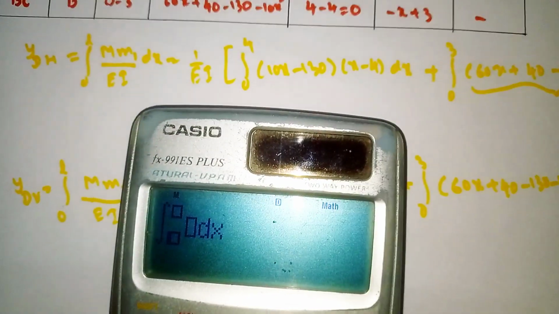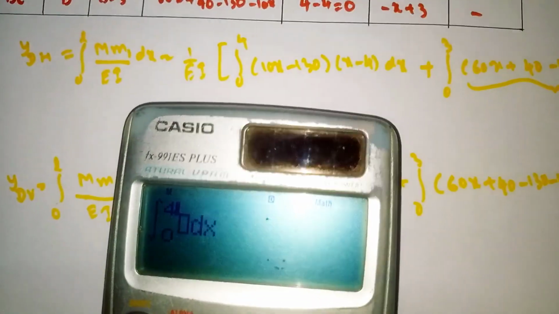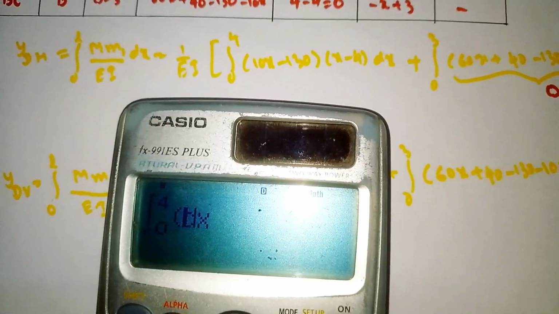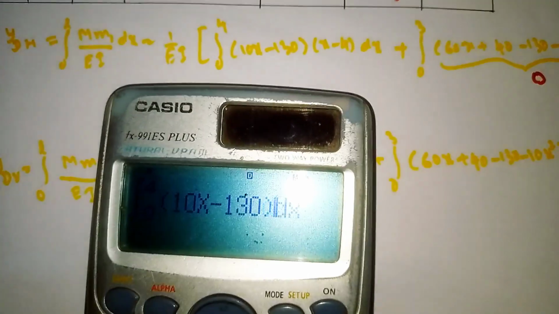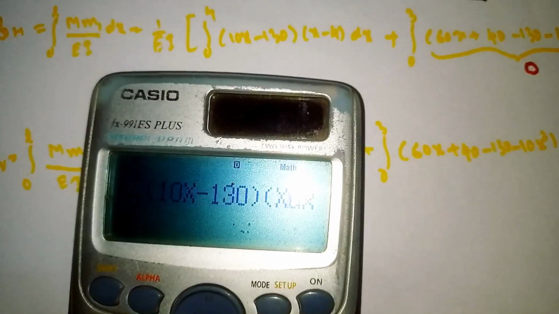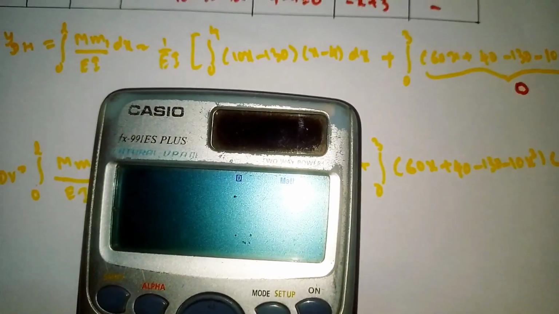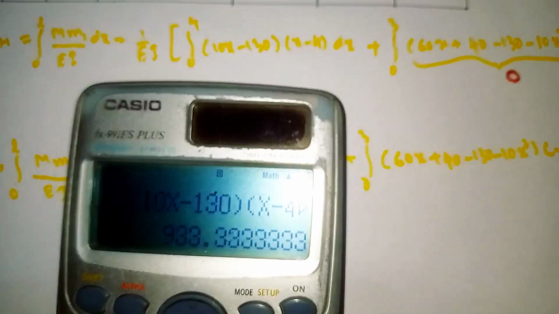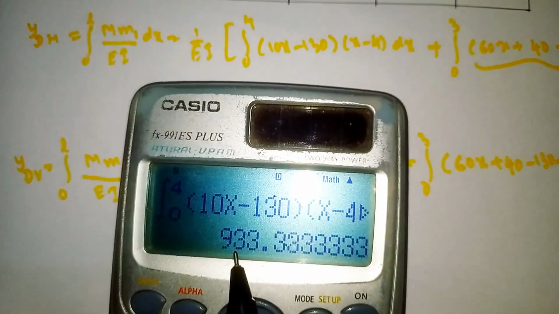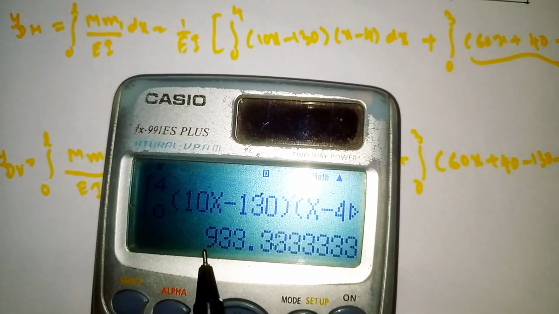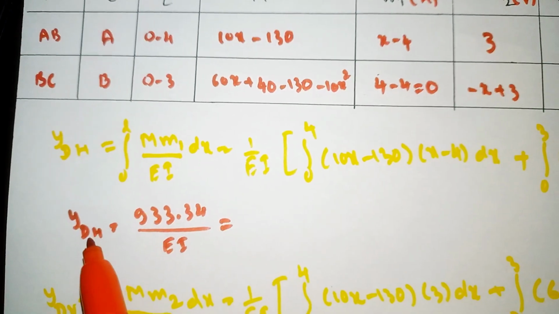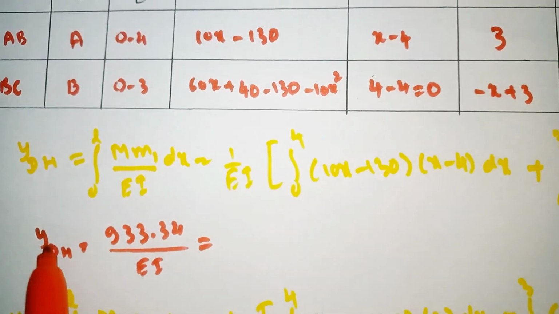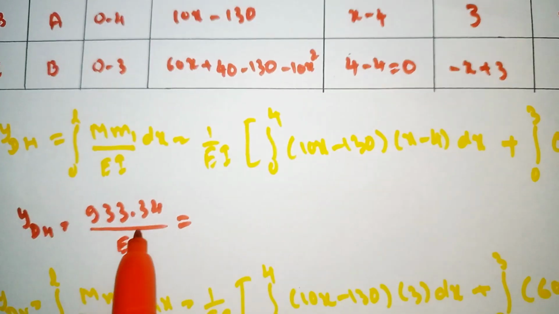So now solve it. Now I will solve for this. Integration of 0 to 4 of 10x minus 130 into x minus 4. Solve it. Our horizontal deflection will come out as 933.333, which is nothing but 933.34. So the horizontal deflection is equal to 933.34 divided by EI.